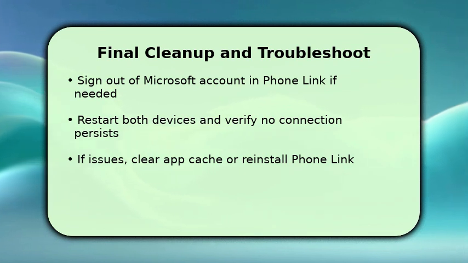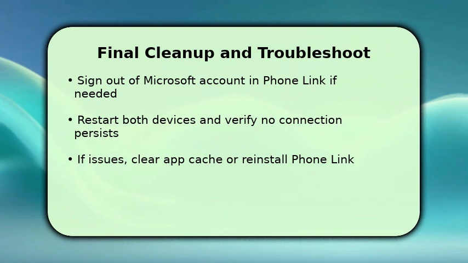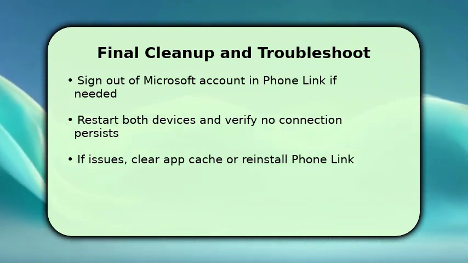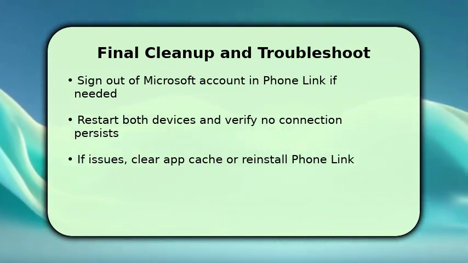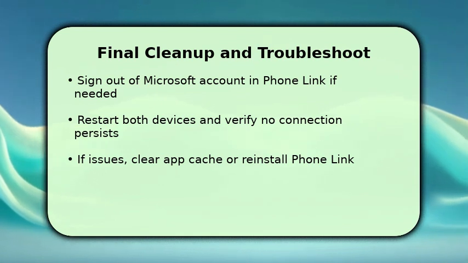If unlinking fails or the phone reappears, clear the app cache on the phone, uninstall and reinstall Link to Windows, or remove the permission from your Microsoft account online. This resolves most stubborn reconnection problems quickly.